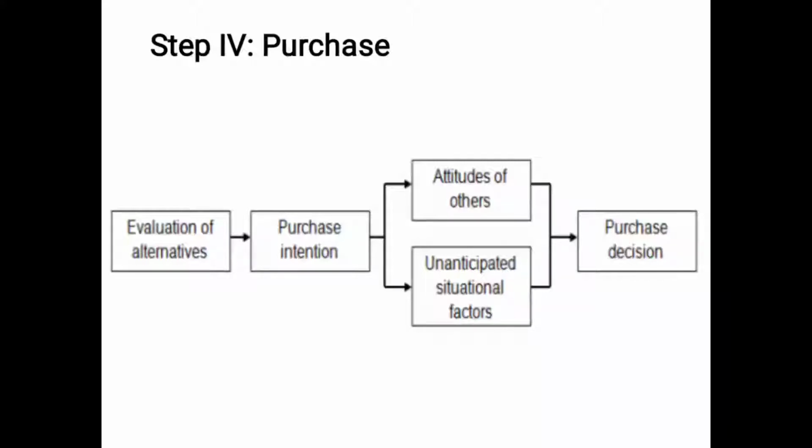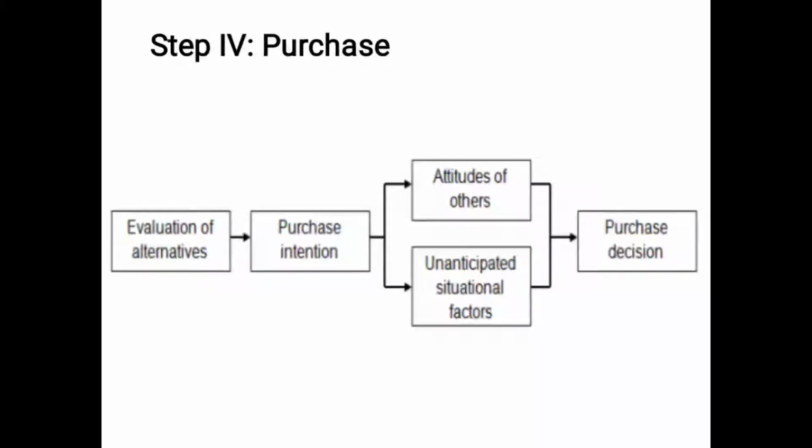So from purchase intention, the purchase decision doesn't come directly. There are some things in between, that is attitudes of others, which we already saw, then unanticipated situational factors. Here itself I'll tell you what unanticipated situational factors are. You have made an intention to buy, and you have gone there, and you are almost at the verge of buying. Now suddenly something comes on the way.